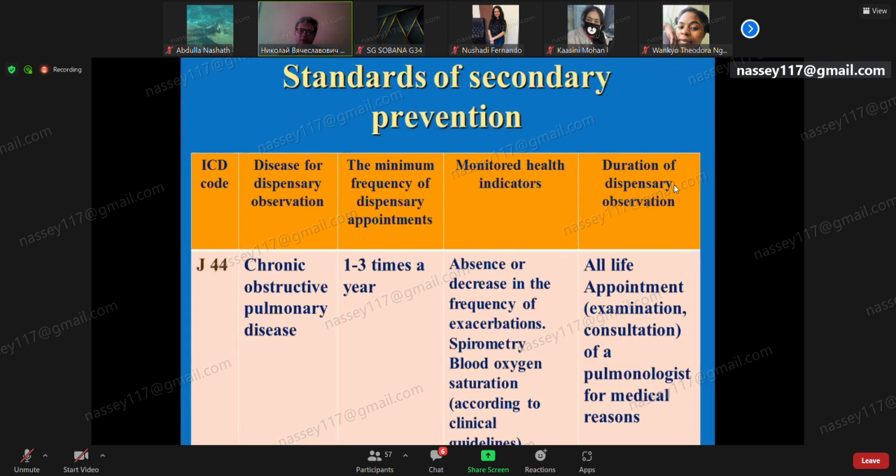For persons with chronic obstructive pulmonary disease, 1 to 3 times a year. Monitored health indicator is absence or decrease in the frequency of exacerbations. We will analyze spirometry parameters and blood oxygen saturation. All patients' life, it will be organized with possible examination and consultations by pulmonologists for medical reasons.